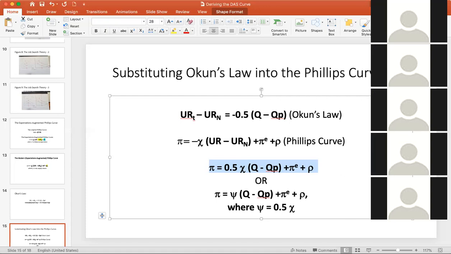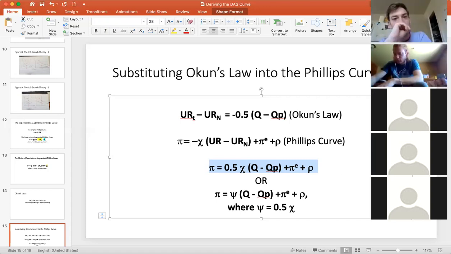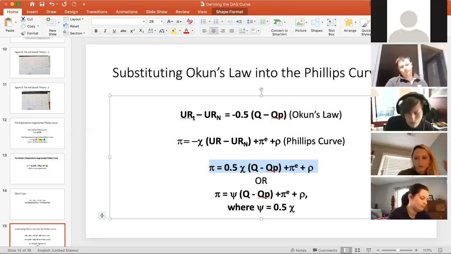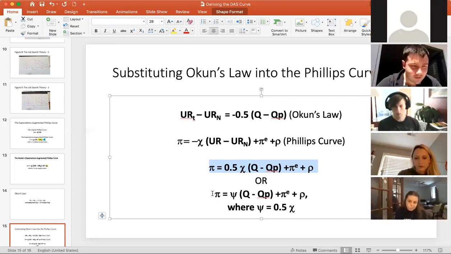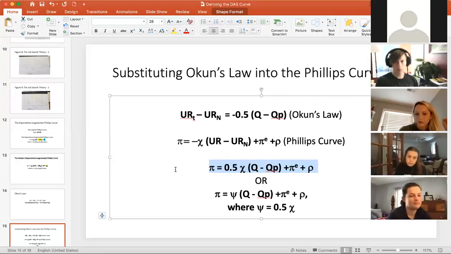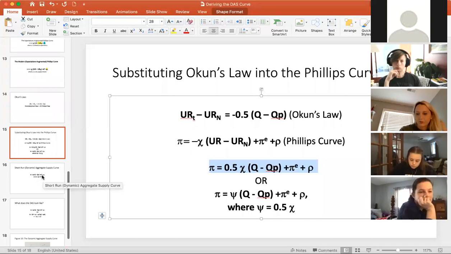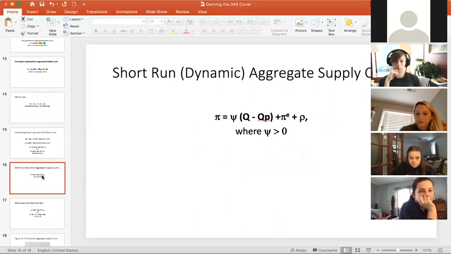All right, now abracadabra. Rachel, what's the rabbit? I don't know. Okay, what do we call this curve, right? This equation right here? Phillips curve? No, the Phillips curve has unemployment in it, right? The answer is that is the short run aggregate supply curve.